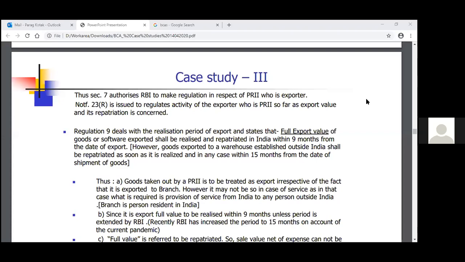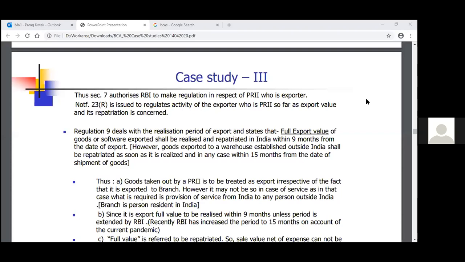But no, suppose, it's very practical. Many professionals have their branches outside India. What happens when an Indian firm renders services to the foreign branch? So your case study is very relevant here. Thank you.